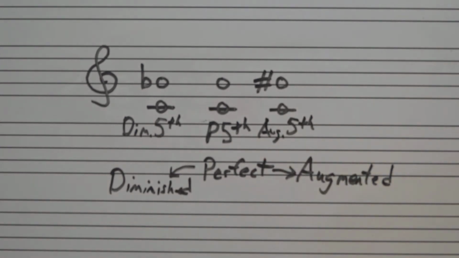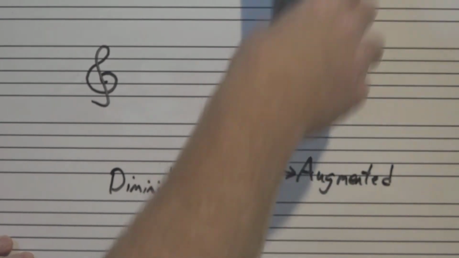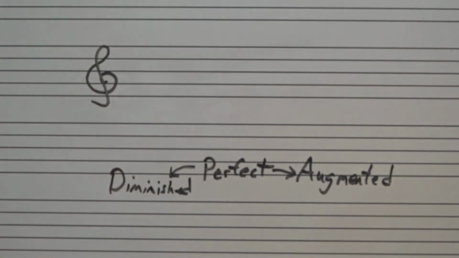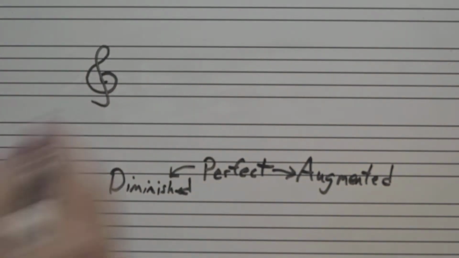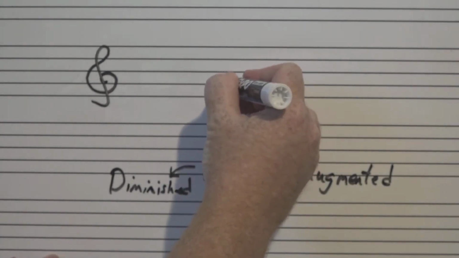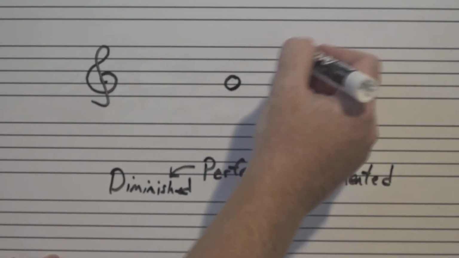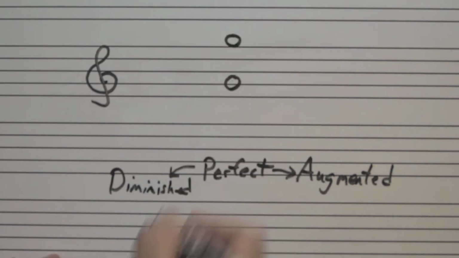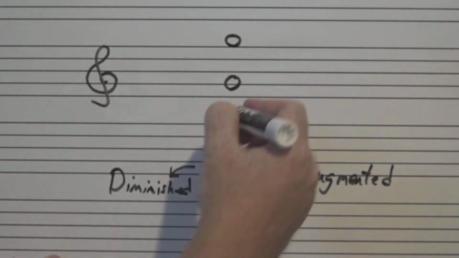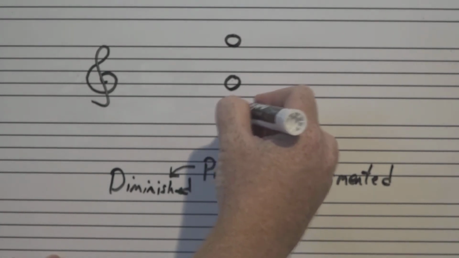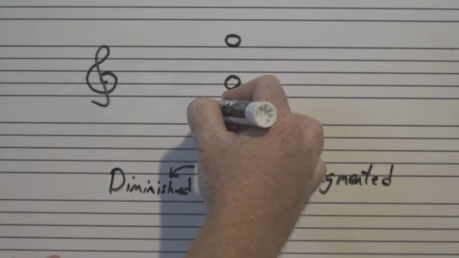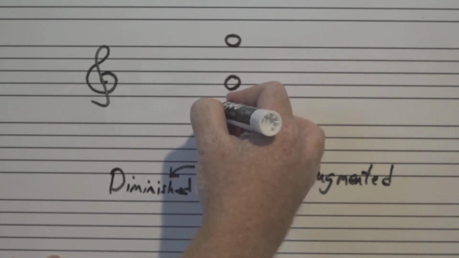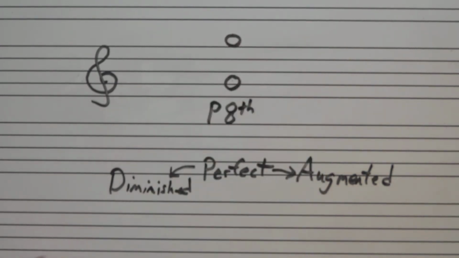Let's do that one more time on a different note. Let's go from a G to a G. Notice that's an octave or an eighth. And since this G is in the G major scale, that's a perfect octave.